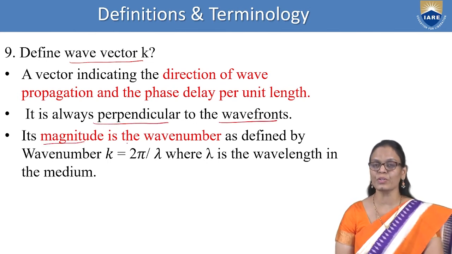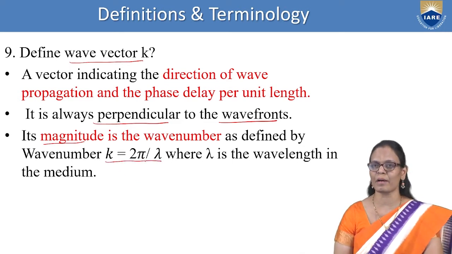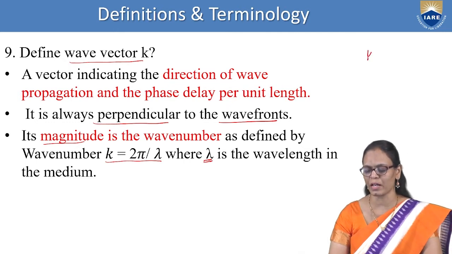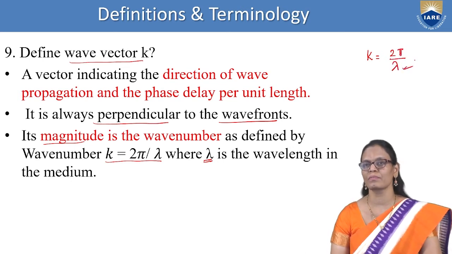And the magnitude is the wave number, which is given by k is equal to 2 pi by lambda, where lambda is the wavelength. Always we use this formula in our expressions. We have used k is equal to 2 pi by lambda. This is the wave vector where lambda is the wavelength.